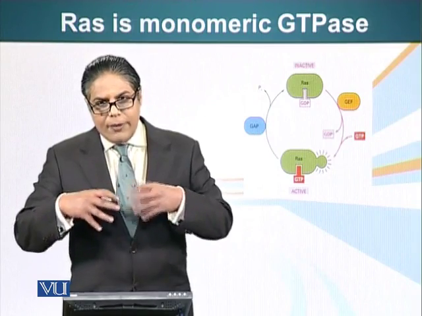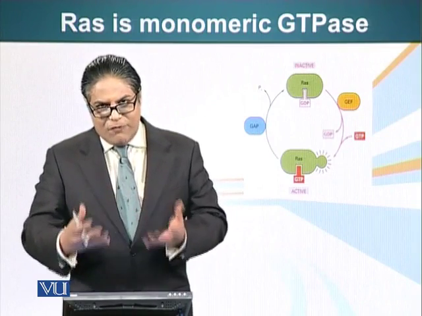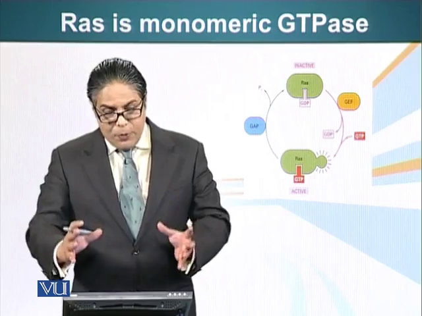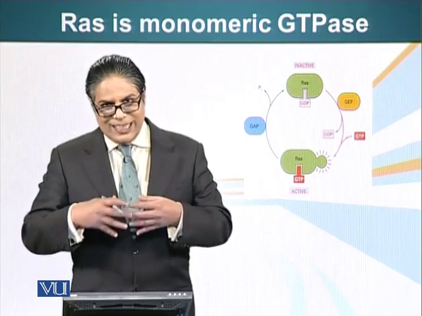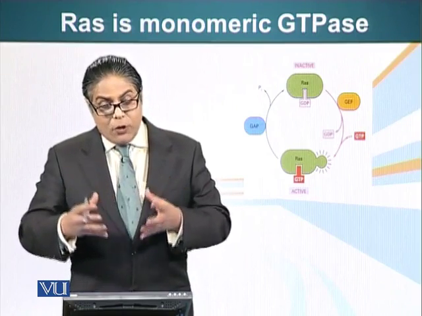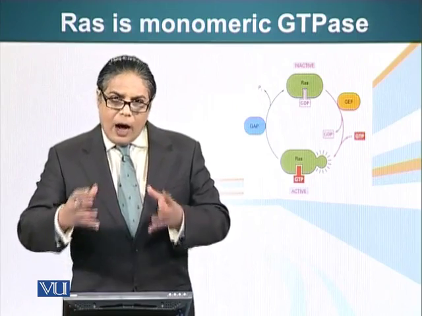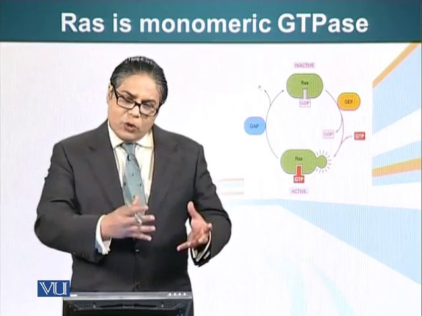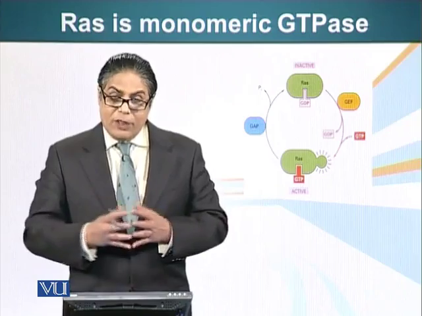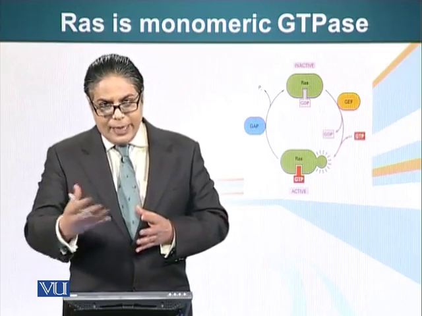How does RAS communicate this information that it is in active state or inactive state? And how do we know that SOS or GRB2 interact with each other? We will look at that in the next module.